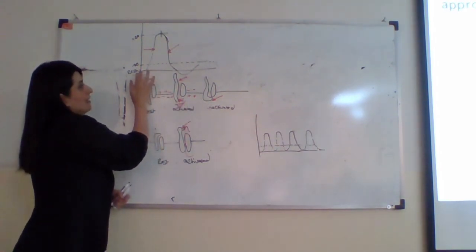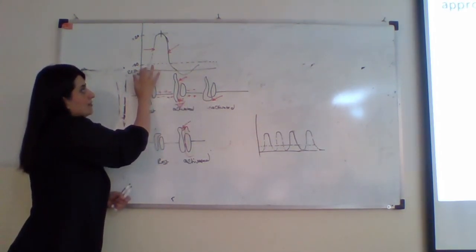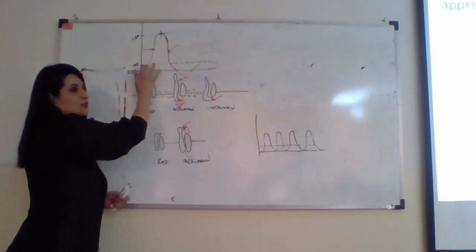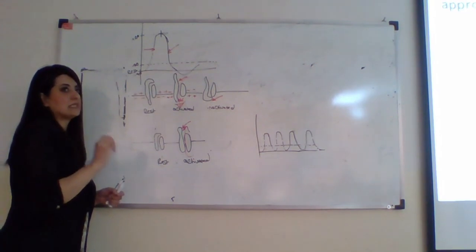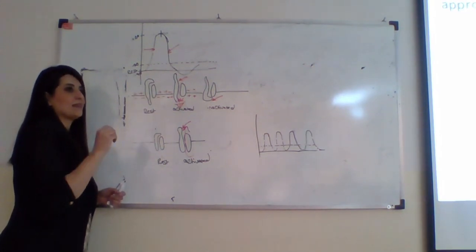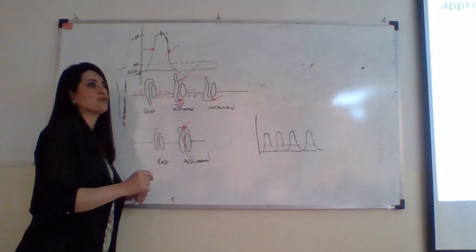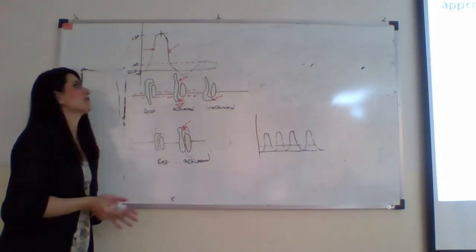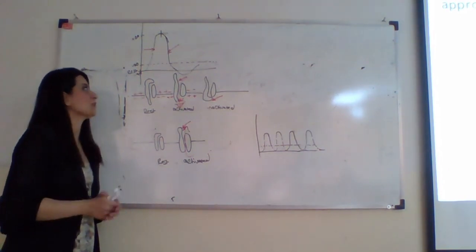Is there another term, threshold? Yes, threshold. What do you mean by threshold? It is the polarity that the membrane should reach for the production of an action potential. Yes, for the firing production of an action potential.